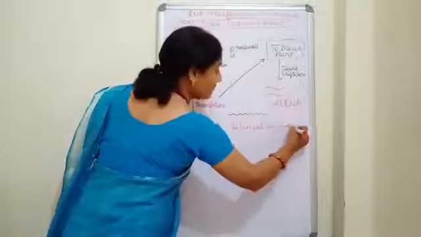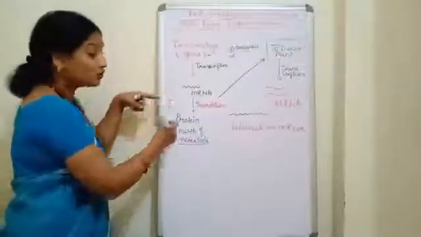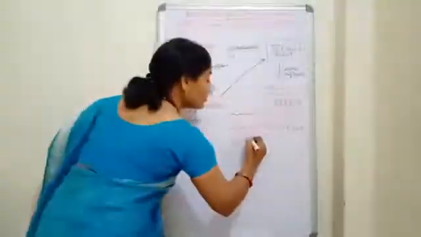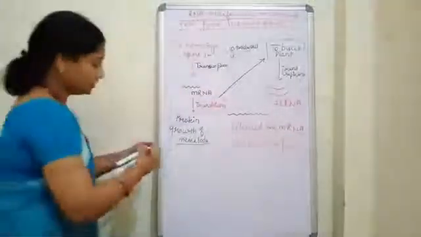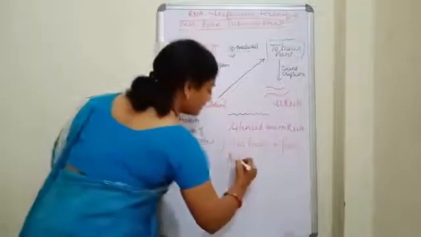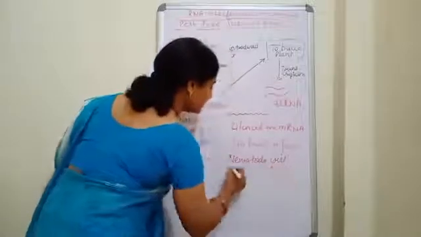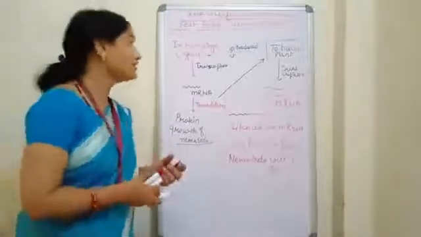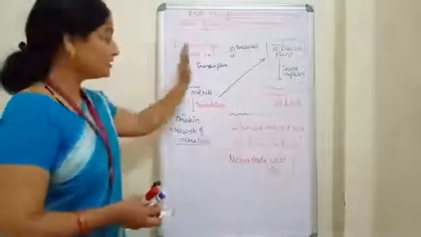And this dsRNA will silence the mRNA, and because of this silencing, the mRNA will not be able to undergo the process of translation. There will be no protein formation. And if there is no protein formation, then at last the nematode will die. This is the silencing mechanism by the dsRNA, and that's why it is called RNA interference. Understood? So this is the concept.